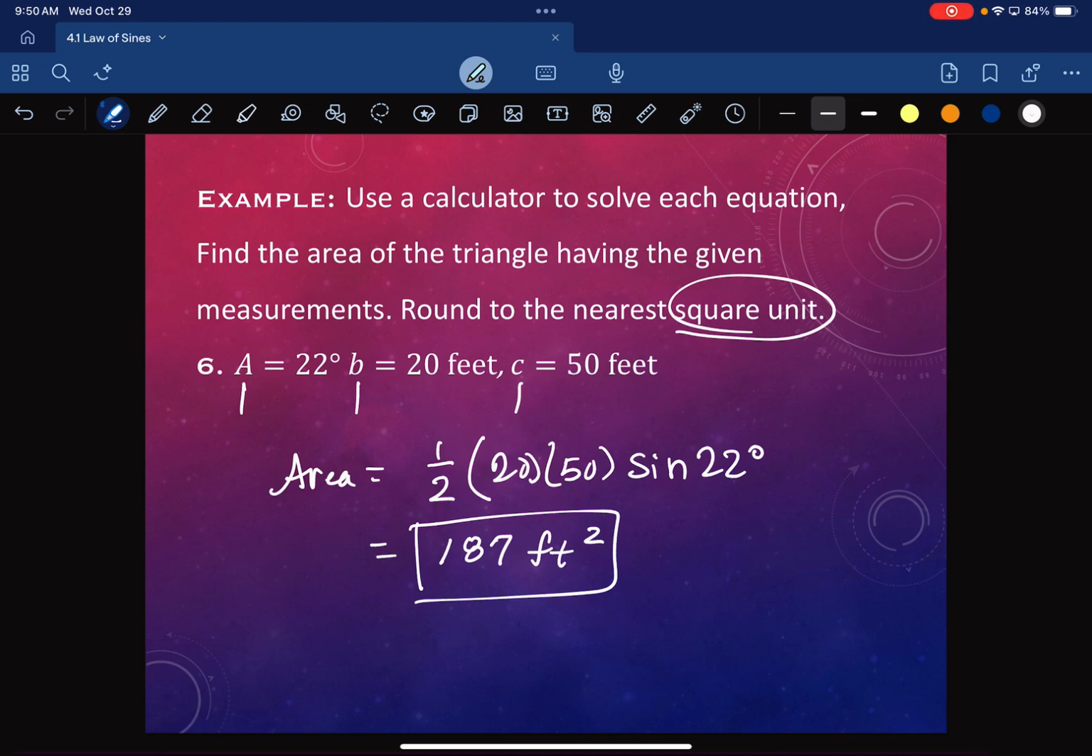And that puts a bookend on section 4.1. 4.2 is shorter. There's no ambiguousness. It's very straightforward. Is 4.2 cosine? Yes, 4.2 is law of cosines. All right.